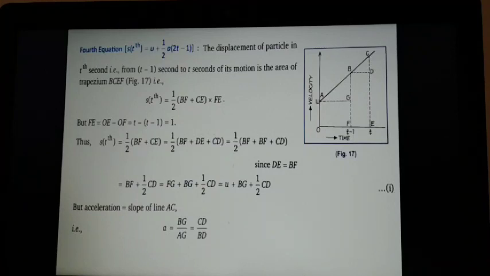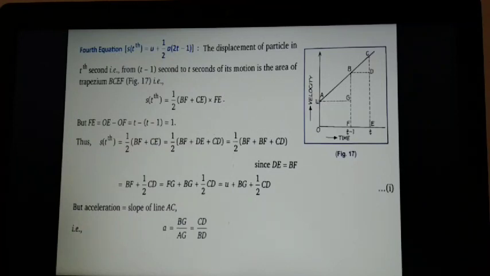Now you see FE is equal to OE minus OF, that is t minus (t minus 1), which is equal to 1. So that is an important result: FE is equal to 1. Is it clear? FE is equal to OE minus OF, which results in 1.